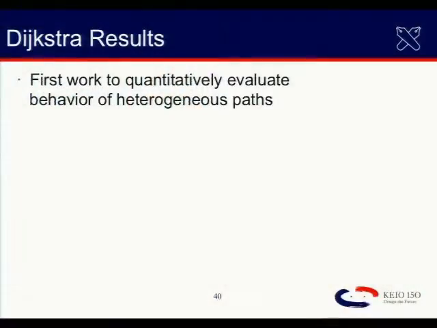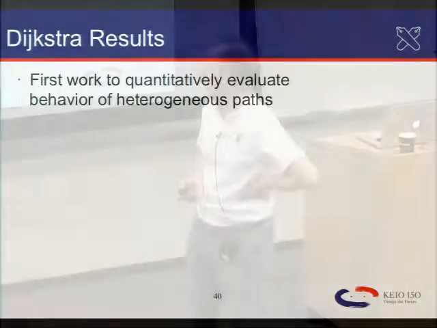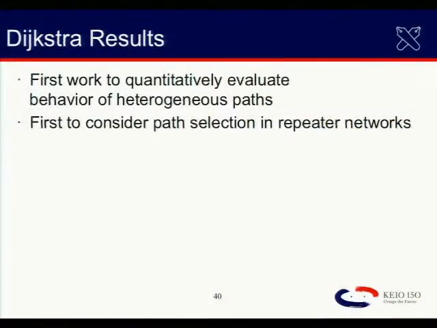All right, so results of this chunk of work. This was the first work to really quantitatively evaluate the behavior of heterogeneous paths. Pretty much everybody else said, yeah, sooner or later we'll have to do that, but they all assumed homogeneous stuff in their networks. And as far as I'm aware, we're the first to actually consider path selection in topologically complex networks and how you would choose an appropriate path.